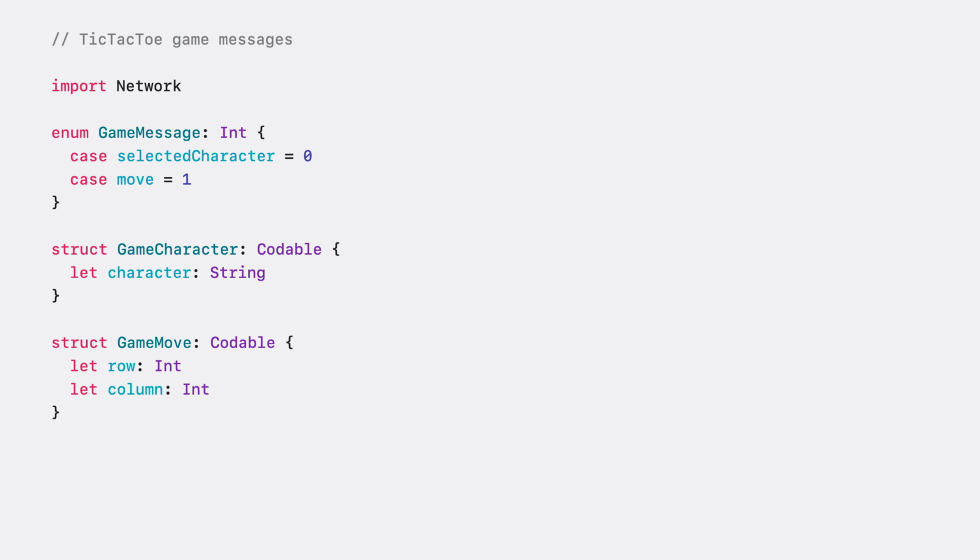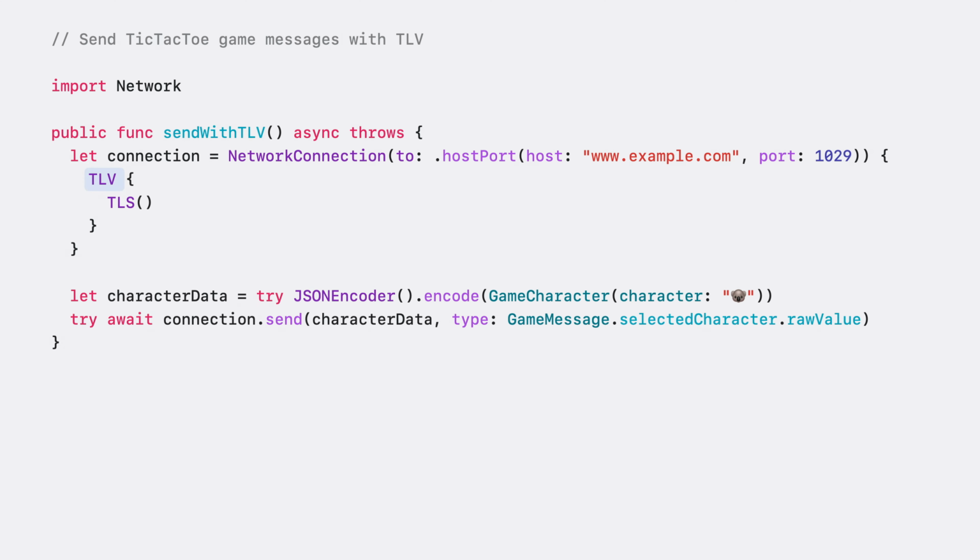Let's try it out. For this example, I'm going to send and receive game message types. Game message is an enum, which I will use as the type of the message. The content of the message will be either a game character or a game move. Adding TLV is as simple as adding it to my protocol stack.